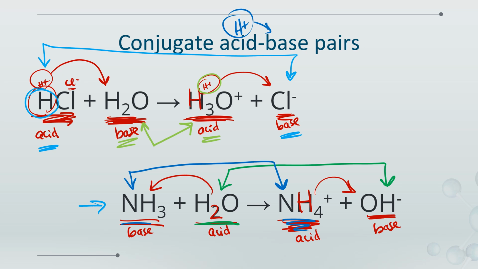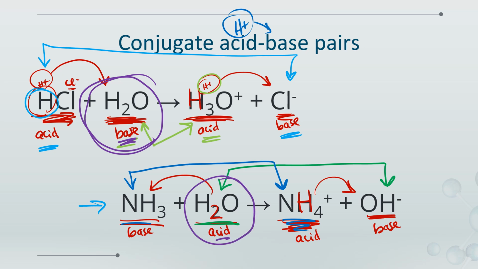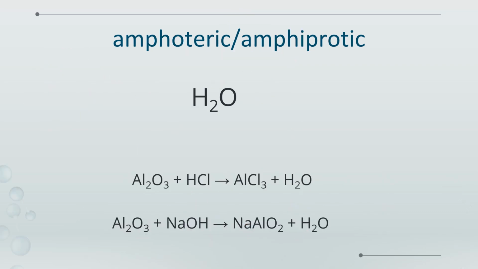Take a moment and be amazed and astounded by the fact that I called water here a base, and I called water here an acid. So which one is it? Is water an acid or a base or both? And the prize goes to both. Water is both an acid and a base, and so we call it amphoteric. It displays properties of both acids and bases. This prefix amph means both. Like amphibians live both on land and in water. Amphoteric means displaying properties of both acids and bases.